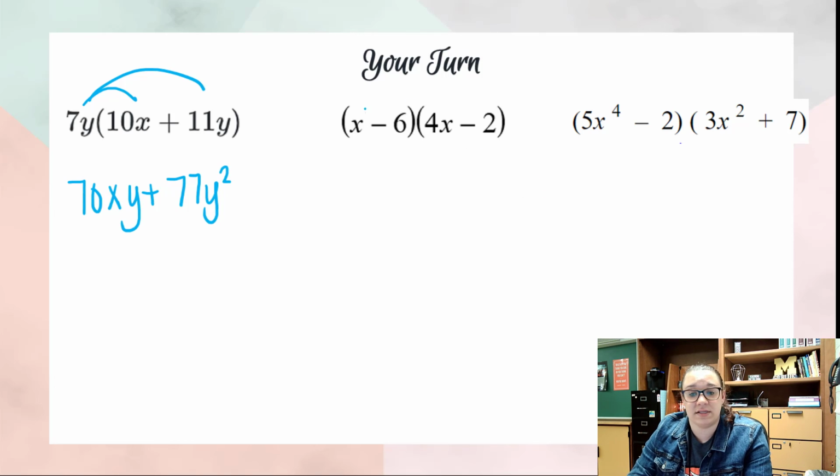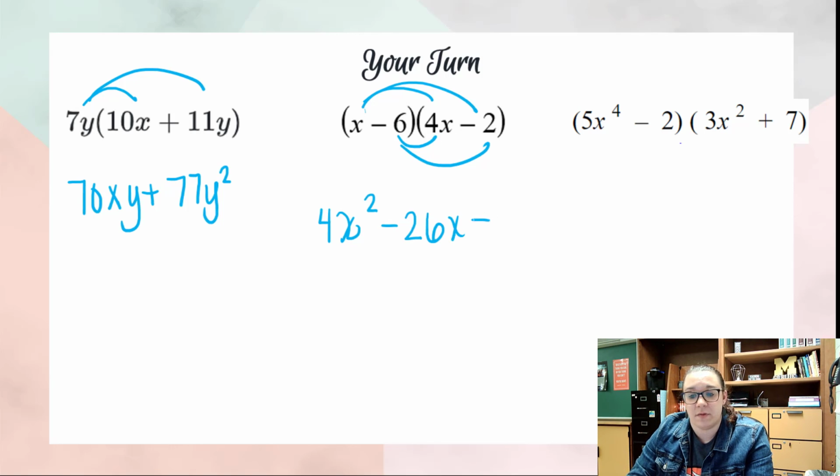For the next one, this is a standard FOIL. So you should have for your final answer 4x squared minus 2x minus 24x is negative 26x plus 12. So there's a final answer for you.